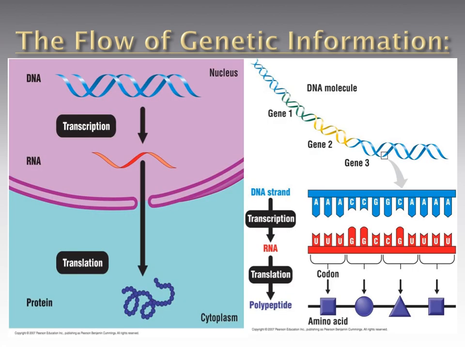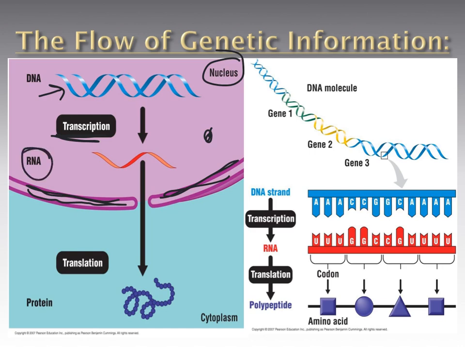So, the flow of genetic information. This is the nucleus of the cell. This is your nuclear membrane. The nucleus is in here. And you've got your DNA molecule. The DNA molecule cannot leave the nucleus. So from the DNA, you go through a process called transcription to make RNA.